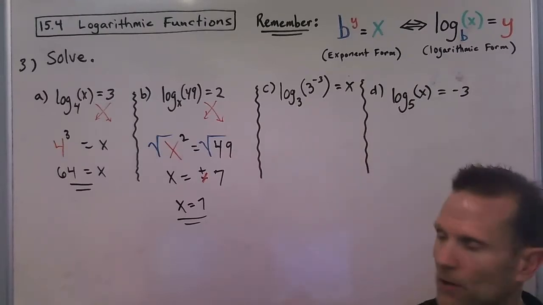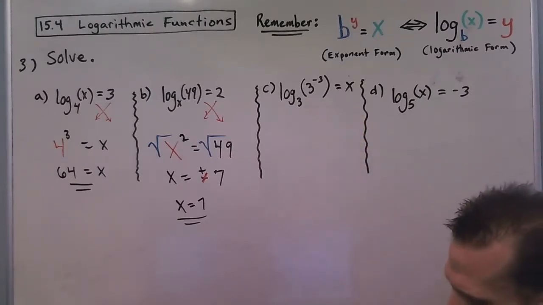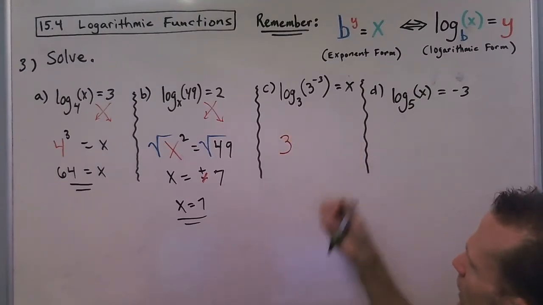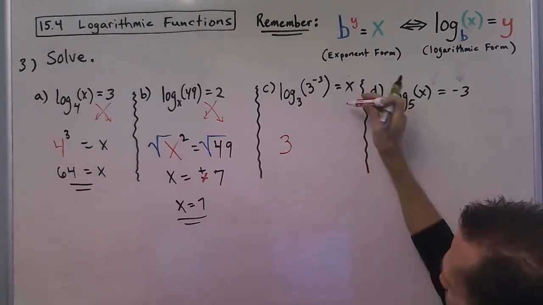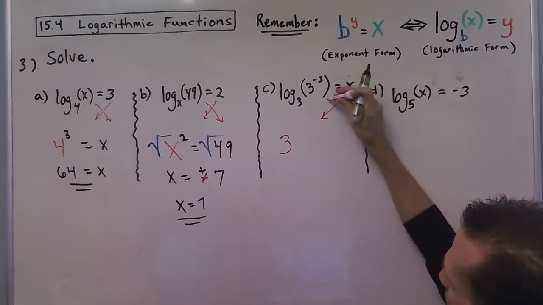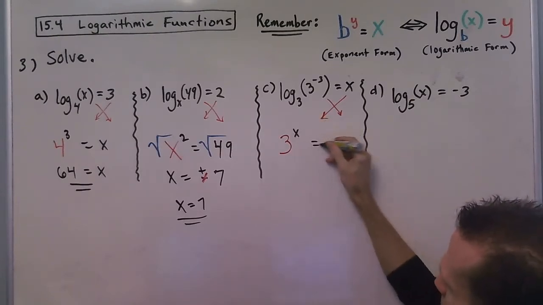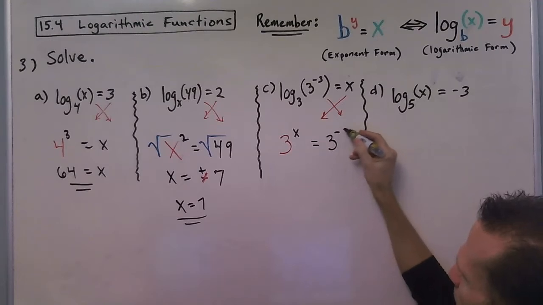Here we'll switch this out of log form. It looks a little weird at first, but we drop the base off, and the base drops down at 3. And then I'm going to move this x to this side. Remember we're taking this over to here and this over to here, so I get 3 to the x equals 3 to the negative 3.